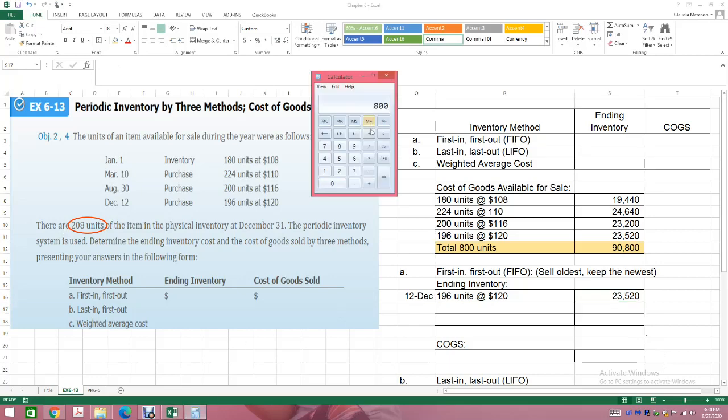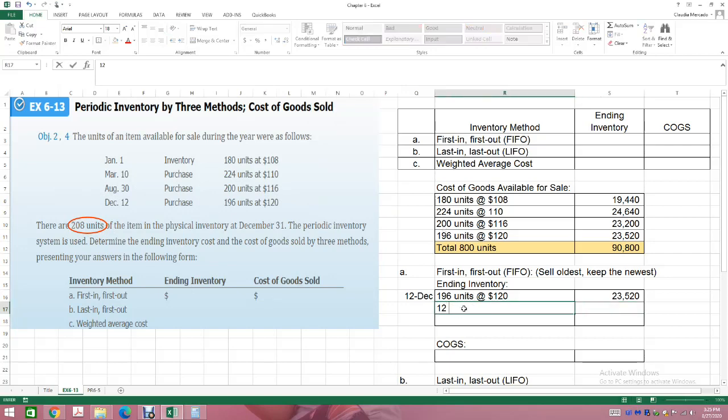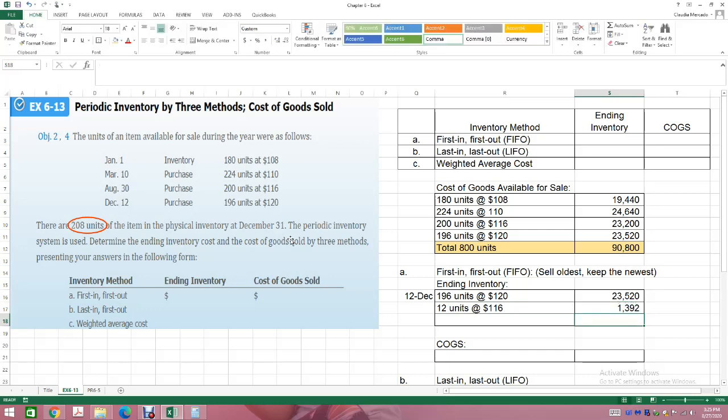So the problem says that I have 208 units remaining. I know that I kept all of the units from my December 12th purchase, which were 196. So I know I need to keep 12 units from my next newest items. My next newest were my August 30 purchase. How many units do I need to make up my 208? Well, I need 12 more units. So I'm going to get 12 units at $116. That's 12 units times 116. That's going to be 1,392.